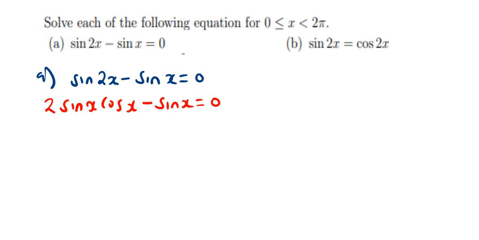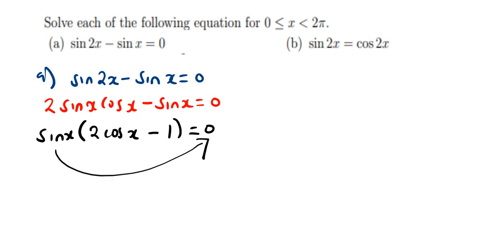So if I factorize, I'm going to have sine x, then what remains in the bracket is 2 cos x minus 1 is equal to 0. And you know what this means? It means that sine x is equal to 0, and this whole expression in the bracket is also equal to 0. So let's just solve that.